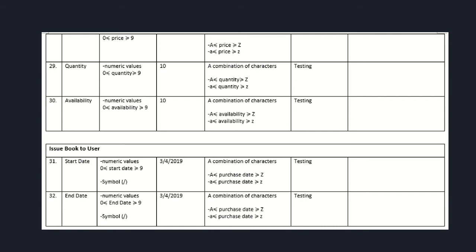For the price, quantity, and availability, all three only accept numeric numbers. Alphabet characters and symbols are not valid. Last is the issue book to user segment. Both start date and end date accept numeric numbers and symbols only. Alphabet characters are not valid.